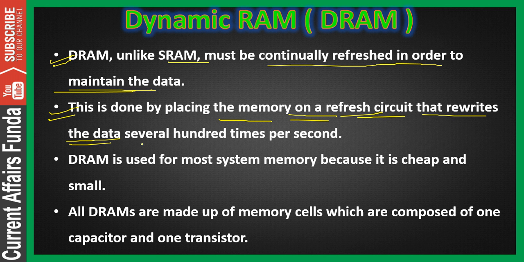Several hundred times per second. So you can see that in a second, it refreshes 100 times, at least 100 times. DRAM is used for most systems because it is cheap. We already told you that static RAM is expensive, but DRAM is cheap and small in size. Static RAM is large in size, but dynamic RAM is small in size.